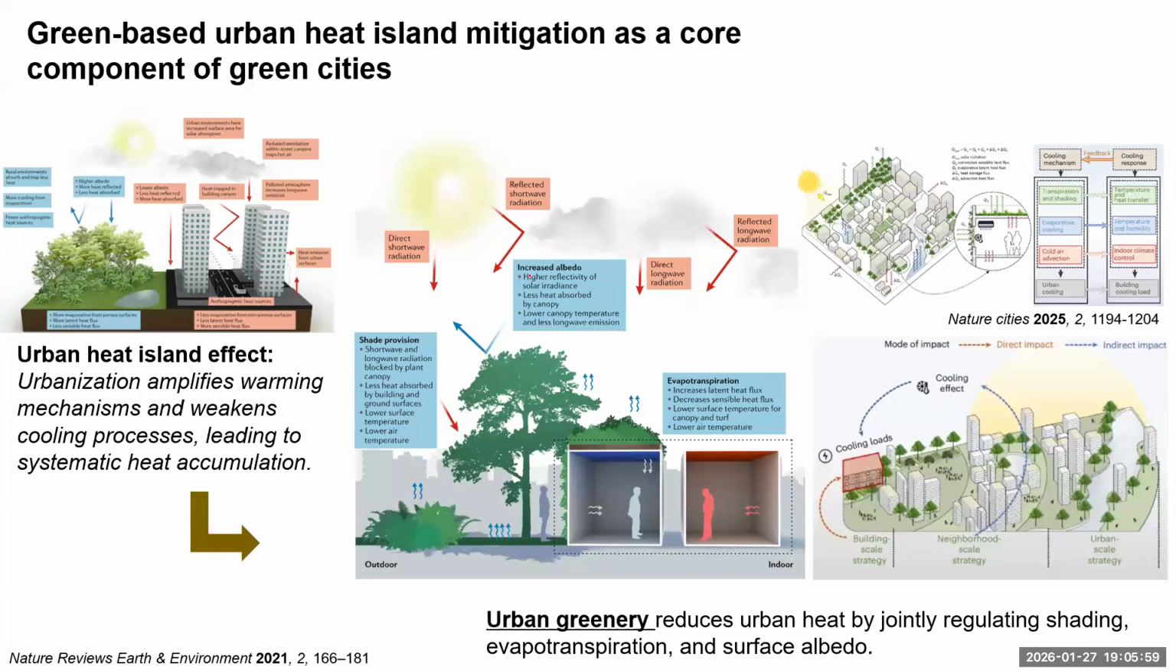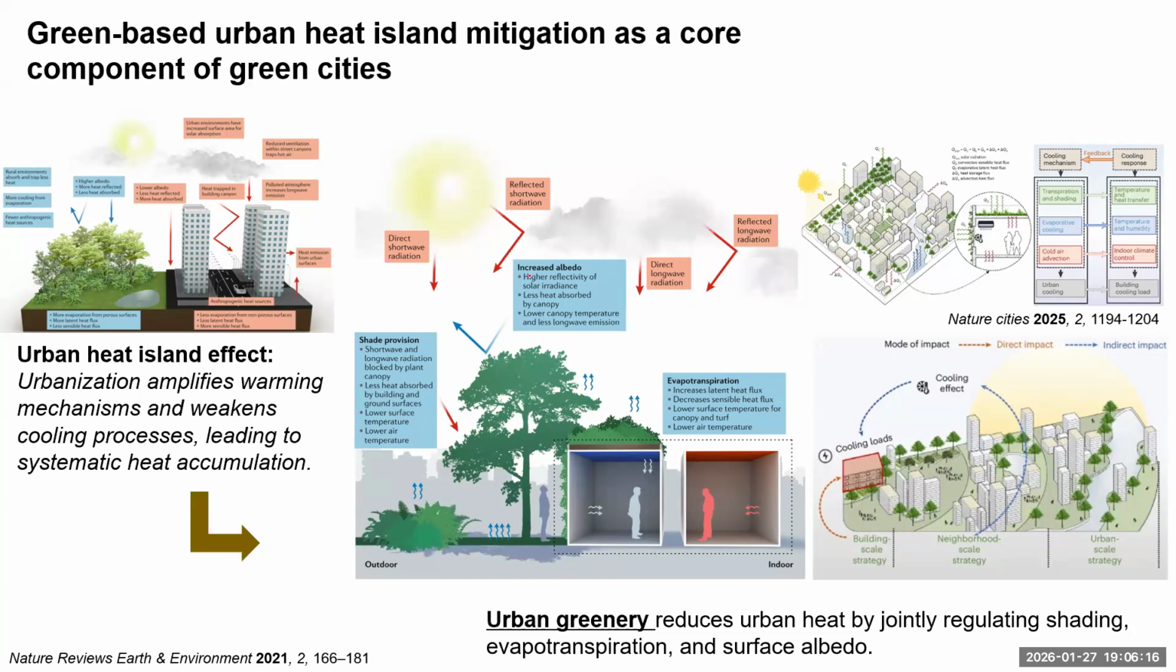And also for the trees, why can the trees help alleviate the urban heat island effect? One reason is they provide shading, okay, provide shading. The second, they can increase albedo.